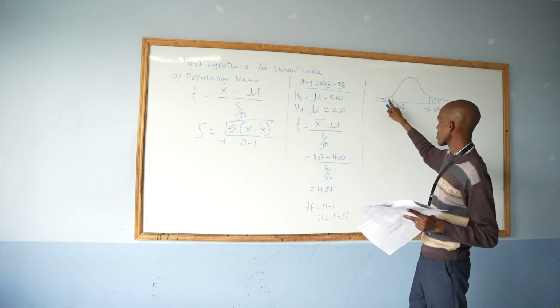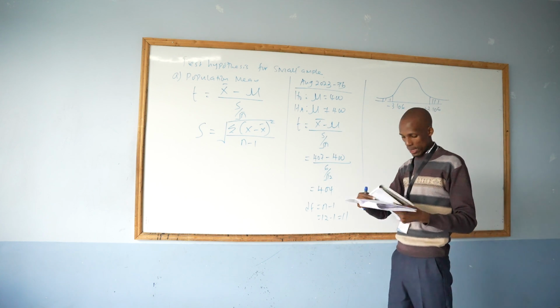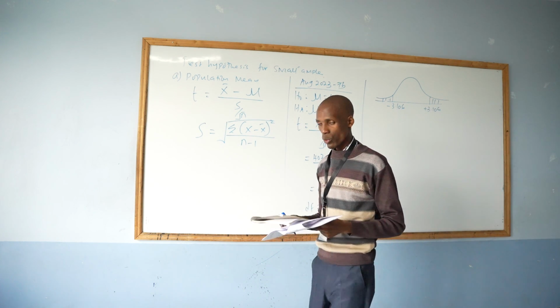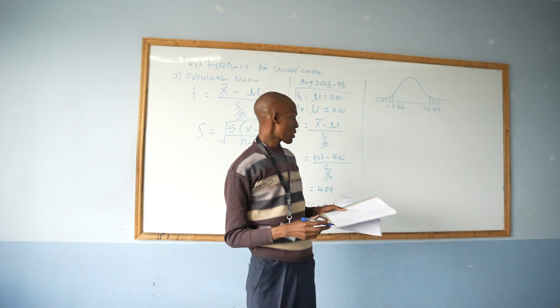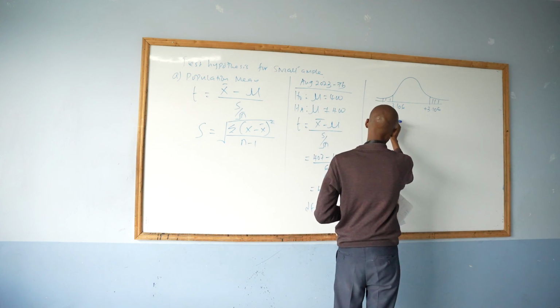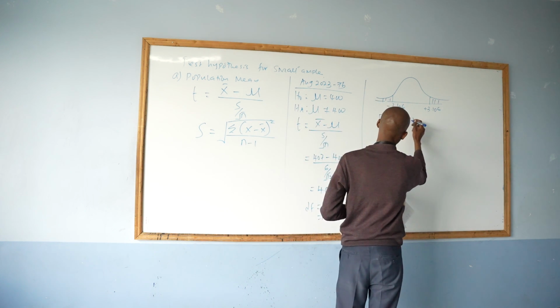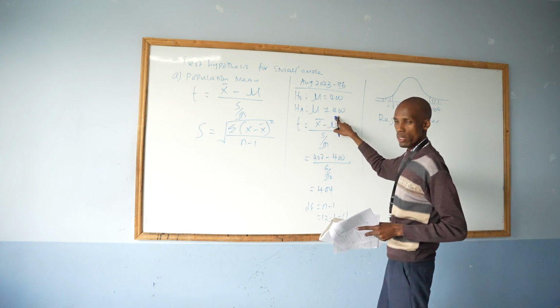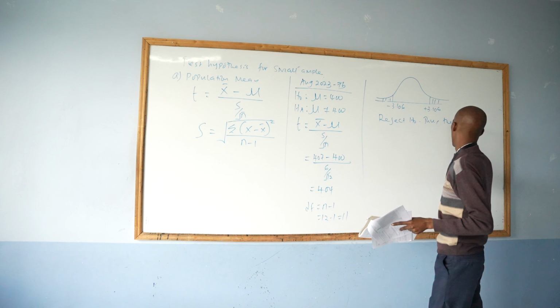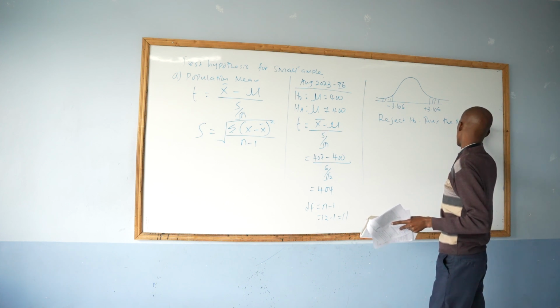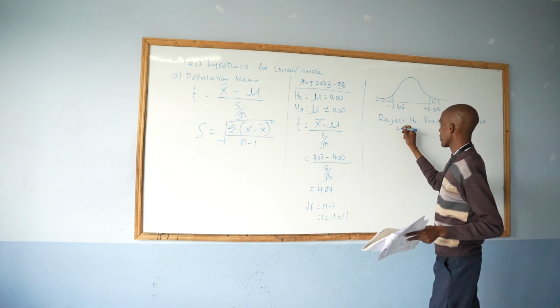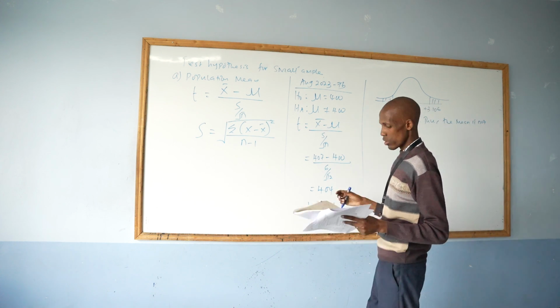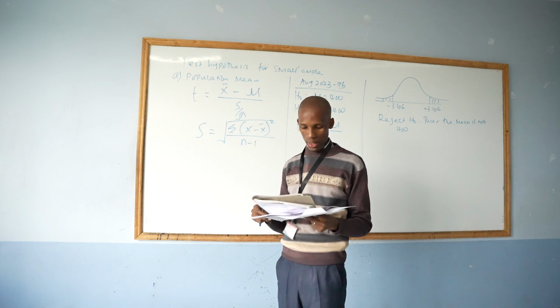Then this one follows in the rejection. So you reject the null hypothesis, as shown in the notes I shared with you. Reject the null hypothesis. Thus, if you reject this, then you agree with the alternative. Thus, the mean is not 400. Please take note of that. It's not 400.